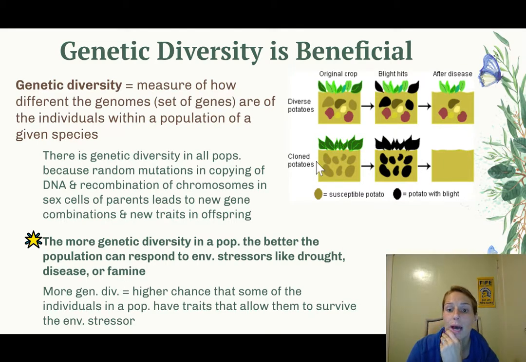Now, if we look at cloned potatoes, which is what happens with agricultural potatoes, farmers are going to find a specific type and strain that grows easily, makes big potatoes. They're going to breed it so that they're all as identical as possible to each other. If potato blight comes and hits this population, it's going to wipe out all of them. So after the disease, you're not going to have survival because you didn't have that genetic diversity.